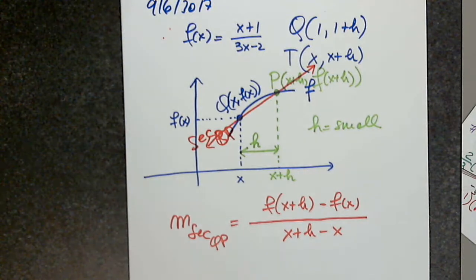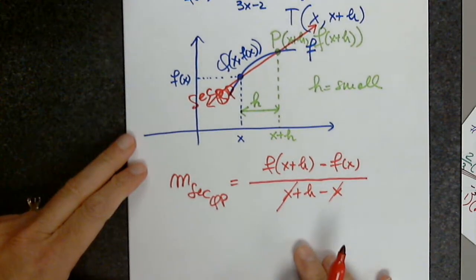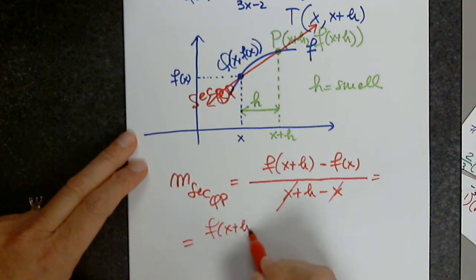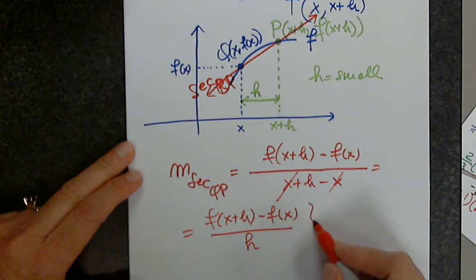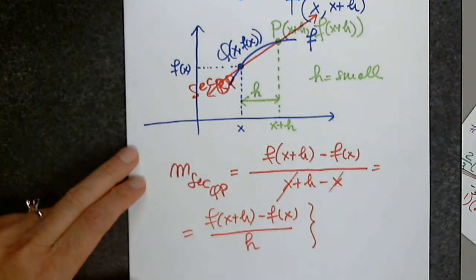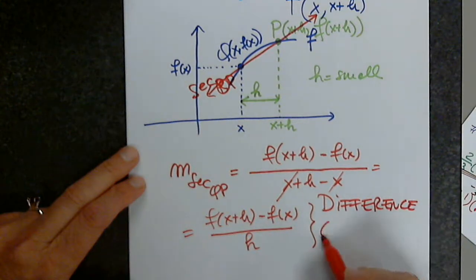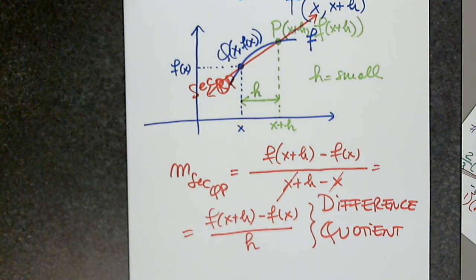Do we understand what we're doing? Any questions on this step? Okay, perfect. So obviously these two go away because x minus x is 0. So then the slope of the secant line is f of x plus h minus f of x divided by h. Is there something from pre-calculus that we know about this expression? It's a difference quotient. Thank you very much. Difference quotient. This is the difference quotient for any function.